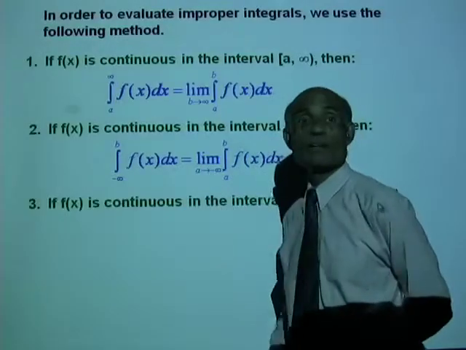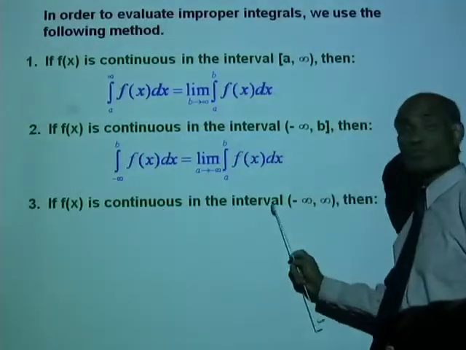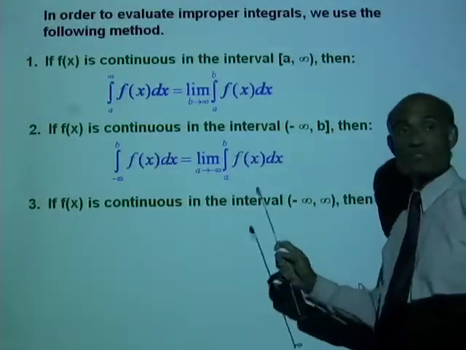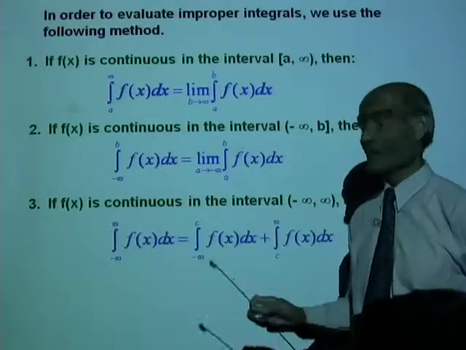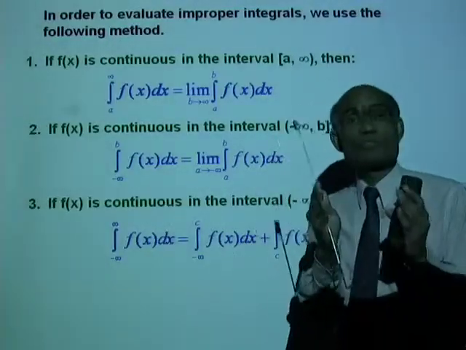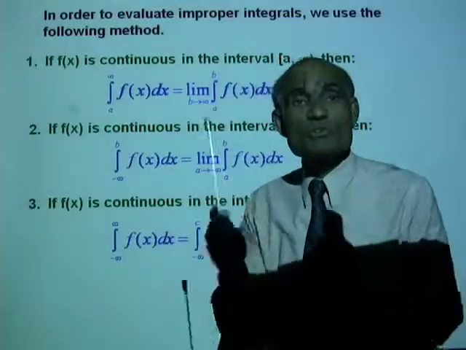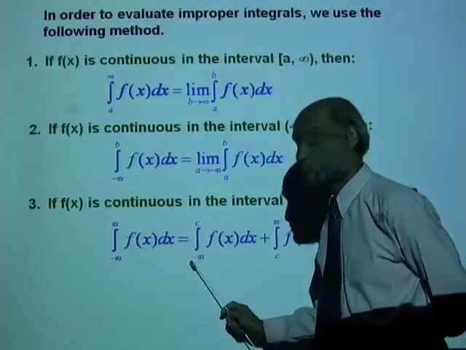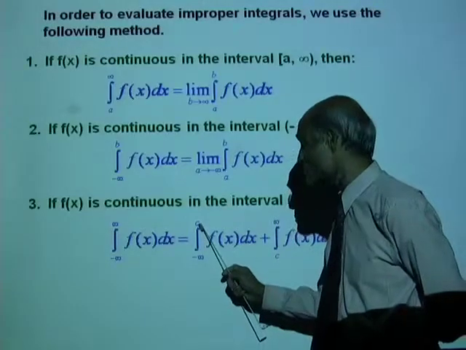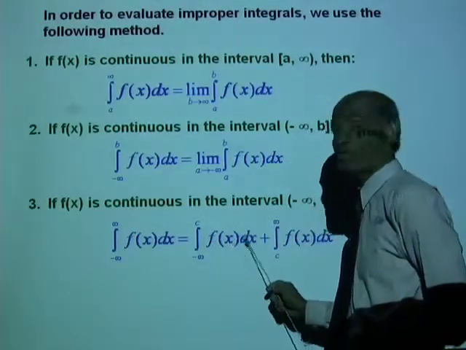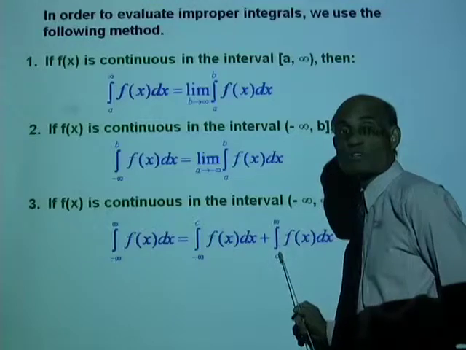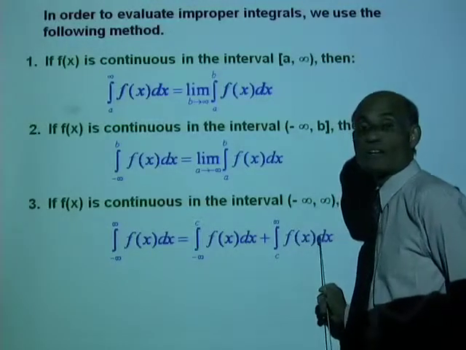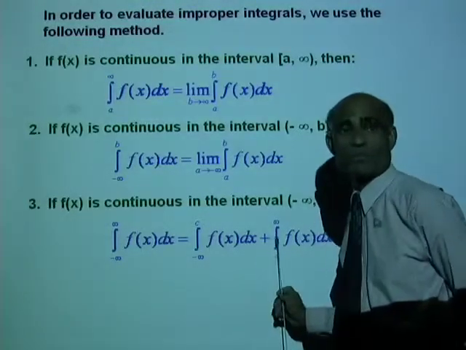Alright, another one. If f of x is continuous on negative infinity to positive infinity, then we've got to break the improper integral into two pieces. We would say this is the same as integral negative infinity to c f of x dx plus integral c to infinity f of x dx. That's not difficult to understand.